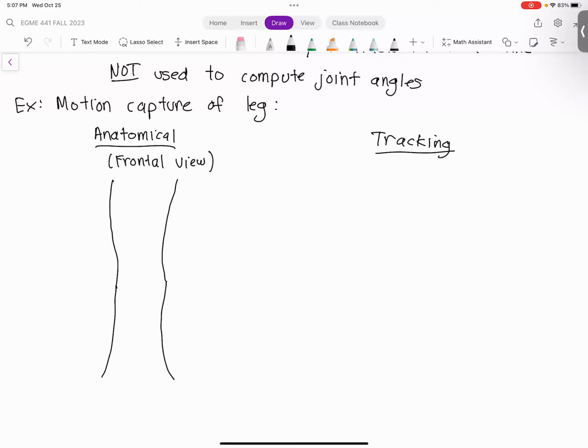Right. And so for the anatomical reference frame, you want to place the markers at locations close to the bones, right? Where the bone is going to come close to the skin. And so your knee has a good spot both on the inside of the knee and the outside. Okay.